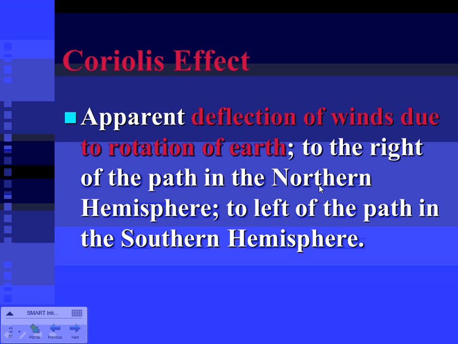And with this Coriolis effect, as the Earth spins, if something's traveling in the northern hemisphere, it's going to get deflected, or sort of moved, to the right. And if it's in the southern hemisphere, it gets deflected to the left.